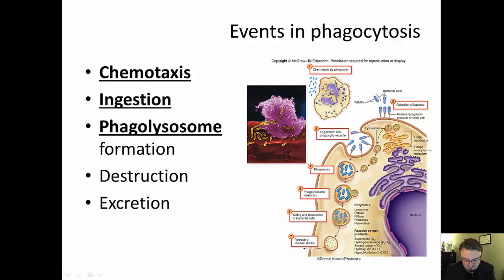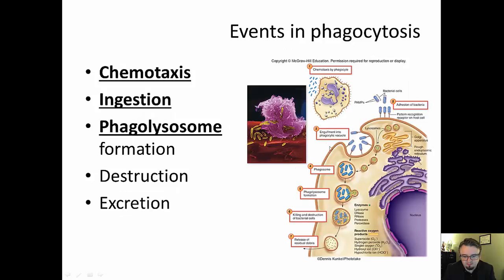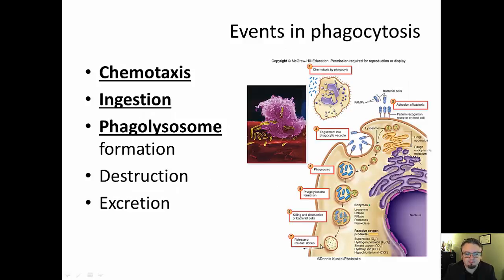Now, one difference here would be if we're looking at an antigen presenting cell, one difference would be that rather than excreting everything, some of these components would actually be routed to the Golgi apparatus. If you remember from chapter 5, the Golgi apparatus is like the UPS of the cell. It's involved in packaging and shipping, and some of these pieces would actually be packaged and shipped back to the membrane where they would be displayed for antigen presentation. So that part's not shown here, but that would be another kind of side event that would take place with macrophages.